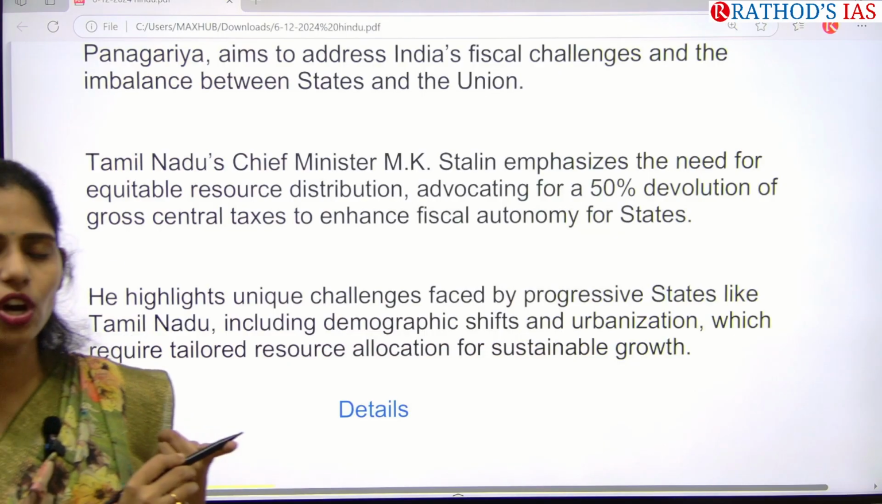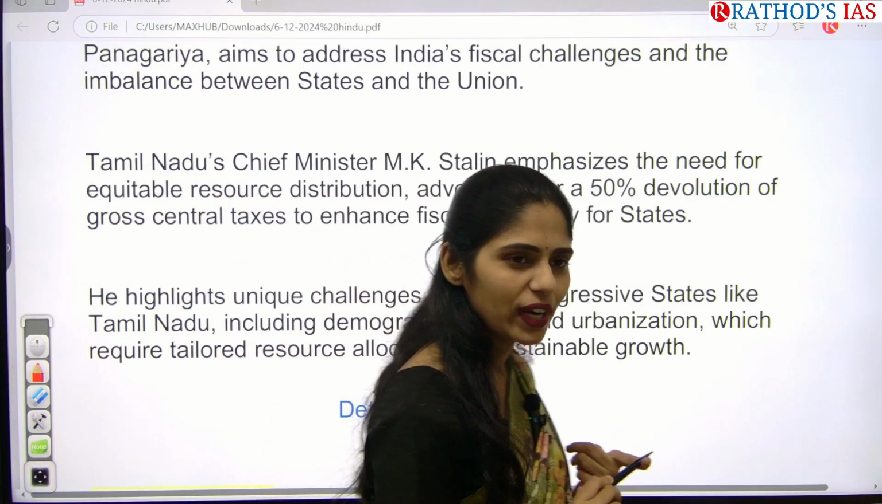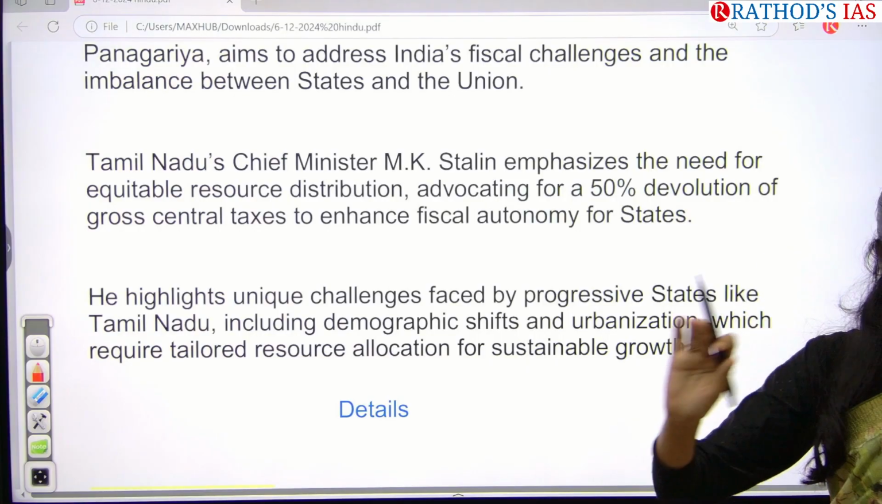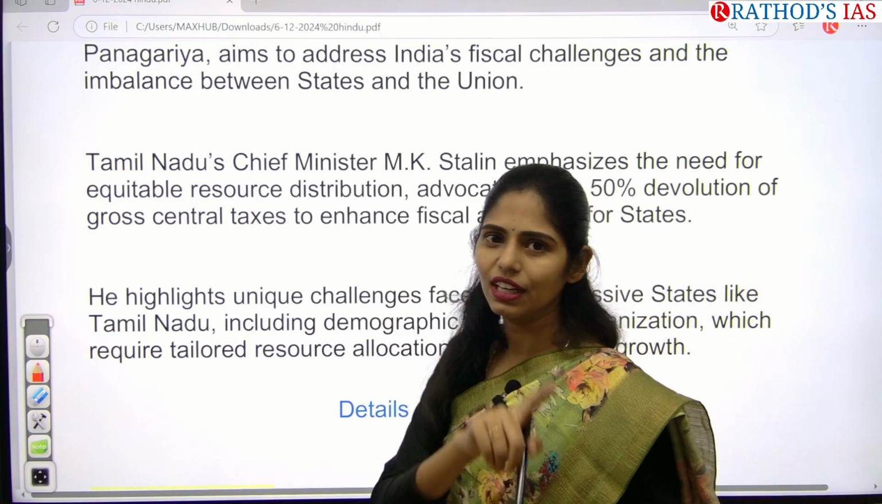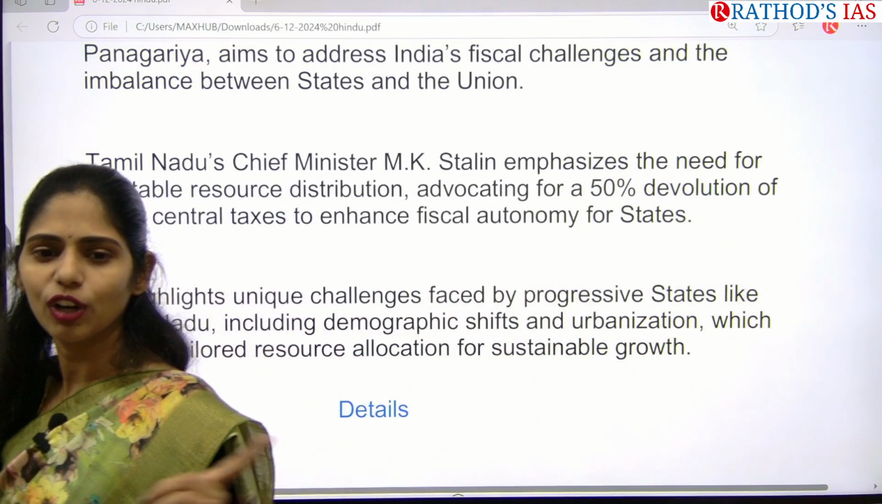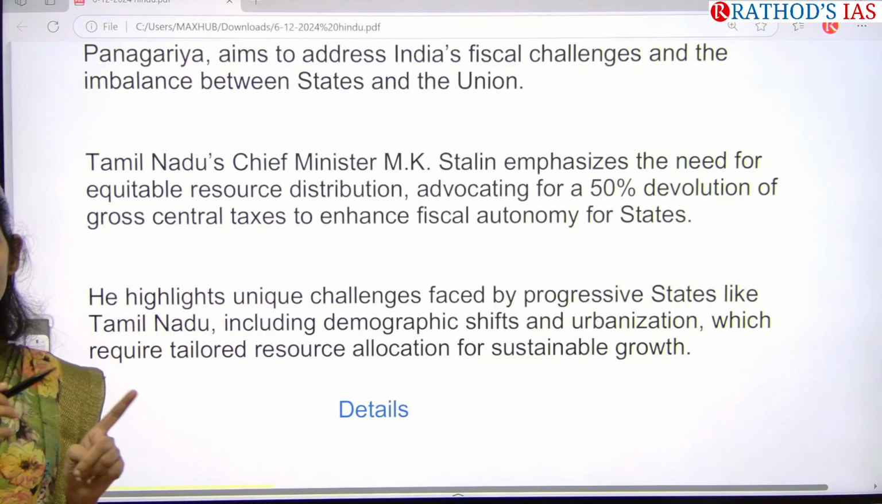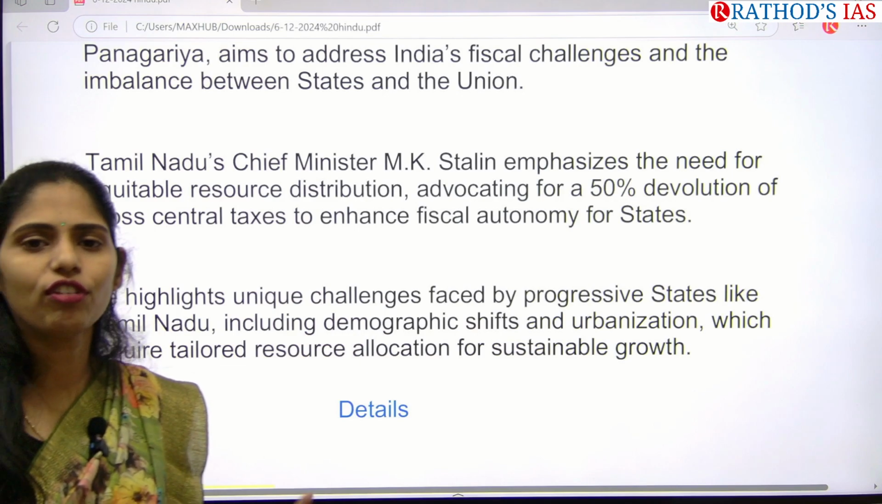The first one is that Tamil Nadu is always vulnerable to disasters. If there is any cyclone in the Bay of Bengal, it will obviously affect Tamil Nadu. And recently cyclone Fengal also affected Tamil Nadu, and many people died in this. Because of this, infrastructure damage is happening, loss of life, loss of property.